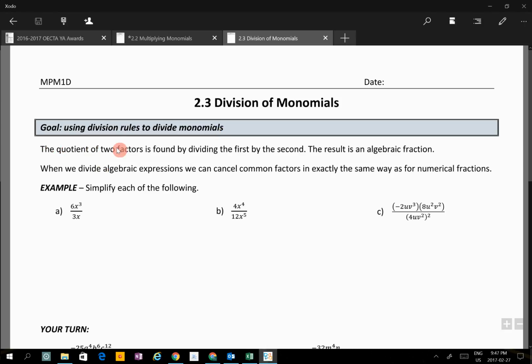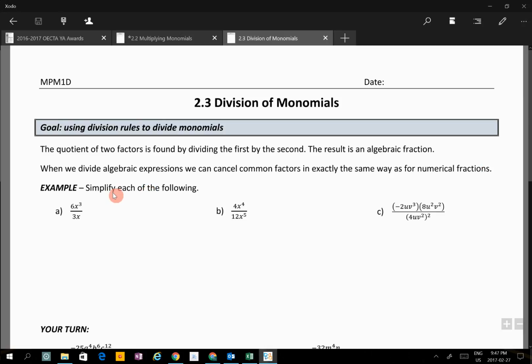The quotient of two factors is found by dividing the first by the second. The result is an algebraic fraction. This is what we've been doing with fractions all this time. But now we're going to look at dividing algebraic expressions. And when we do the division of algebraic expressions, we can cancel common factors in exactly the same way as for numerical fractions. So what does that look like?